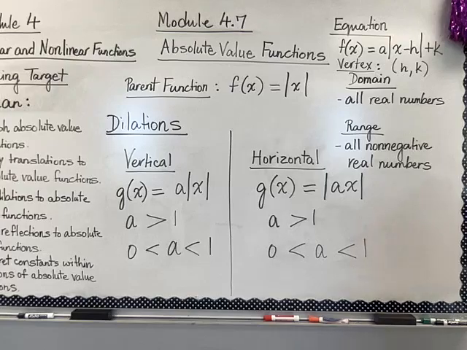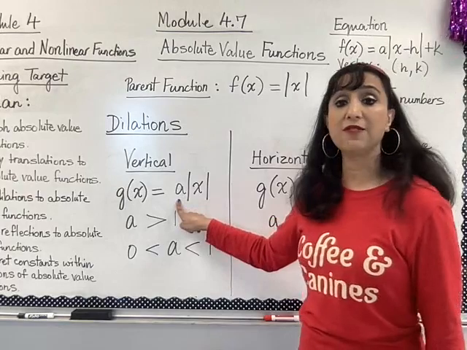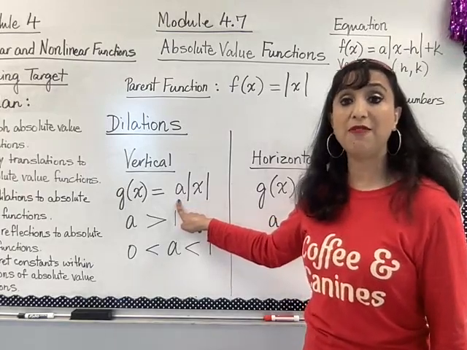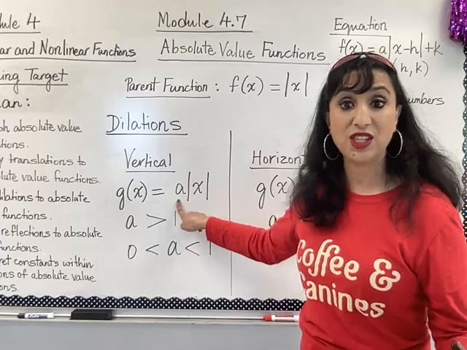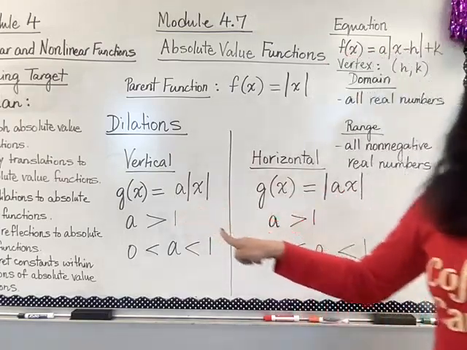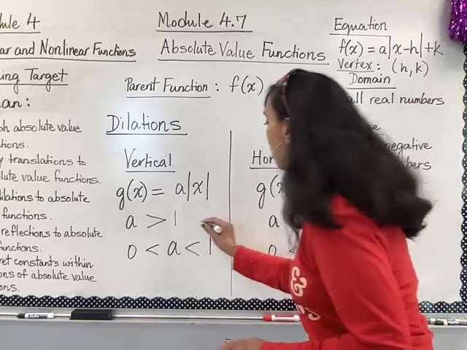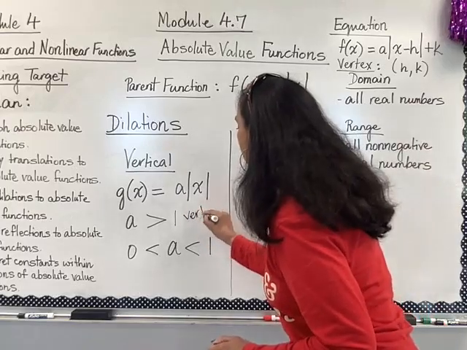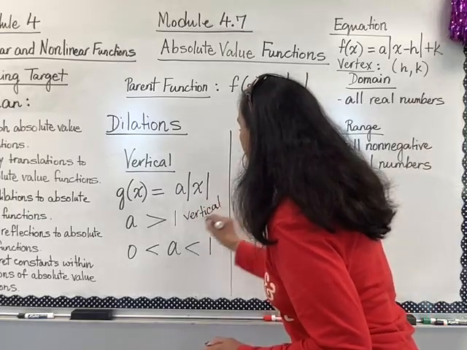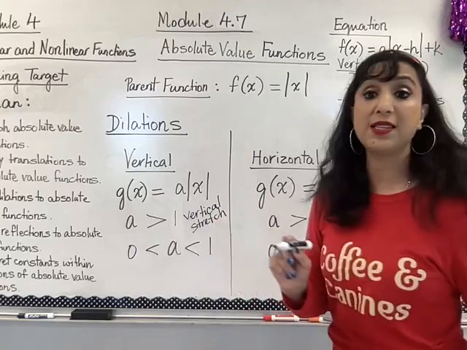So let's look at this. If a is greater than 1, so let's say this is 5, think of a graph which is just x and then 5x. You can easily see that this is going to be a vertical stretch, because we know that the graph is going up pretty steep.